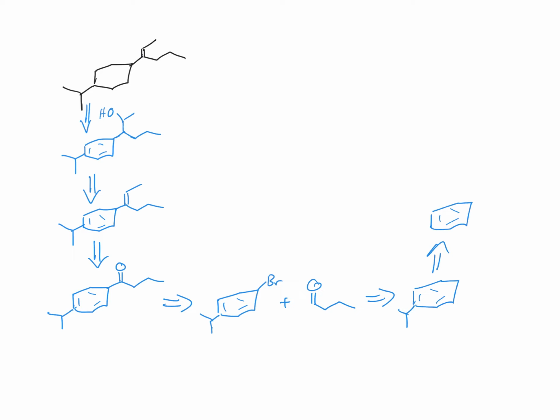So let's go ahead and fill in the forward steps here. I can make isopropyl chloride from SOCl2 and isopropanol. Pyridine comes along as well. That's a Cl, and that's AlCl3. And then I can make the bromide with Br2, FeBr3. We've seen that many times already.